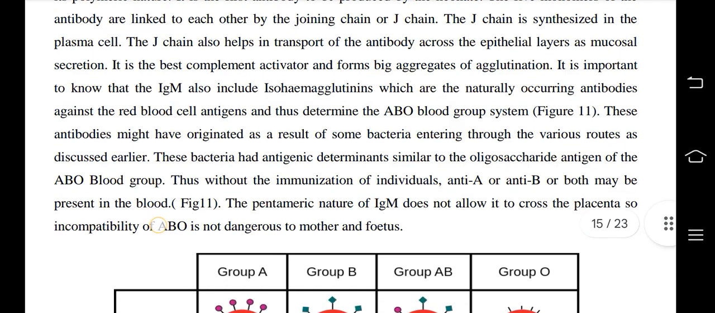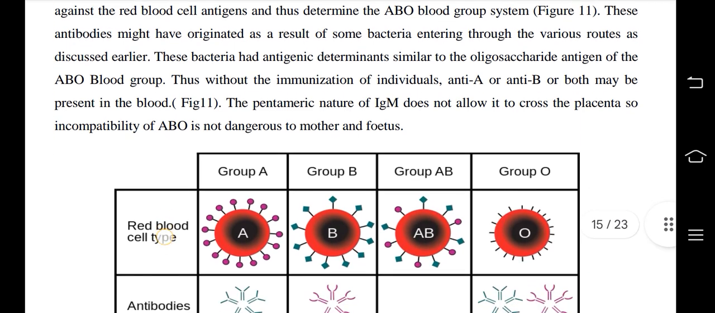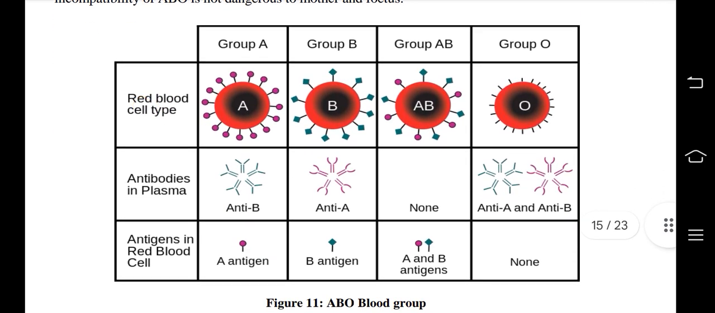The pentameric nature of IgM does not allow it to cross the placenta, so ABO incompatibility is not dangerous to mother and fetus. Here you could see group A, red blood cell type A. Antibodies in plasma, anti-B. Antigens in red blood cell, A antigen.